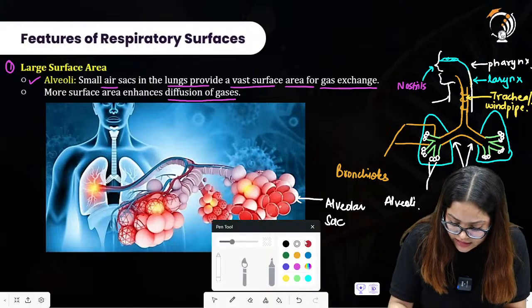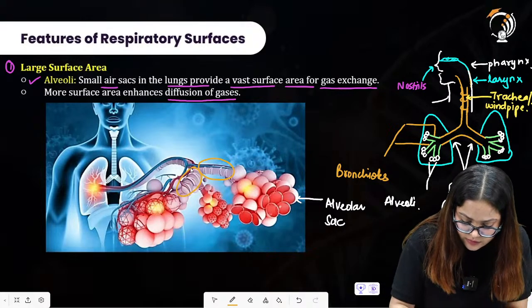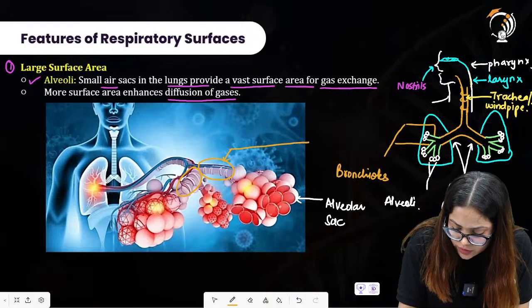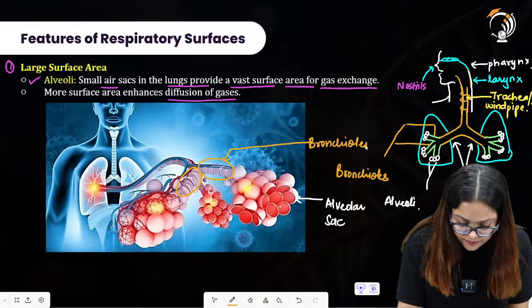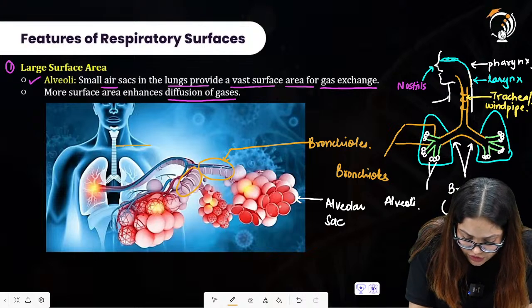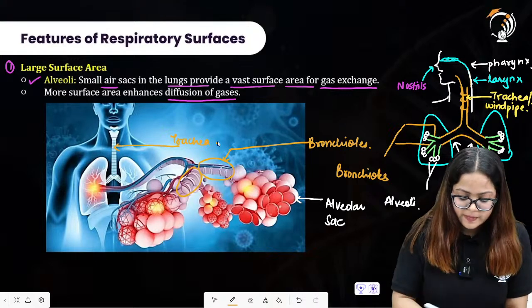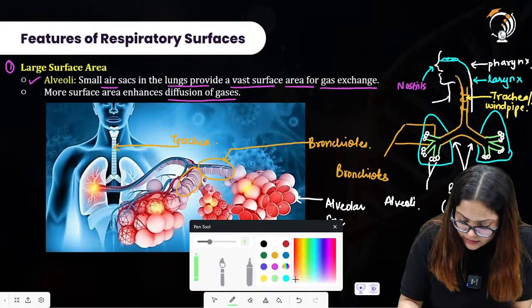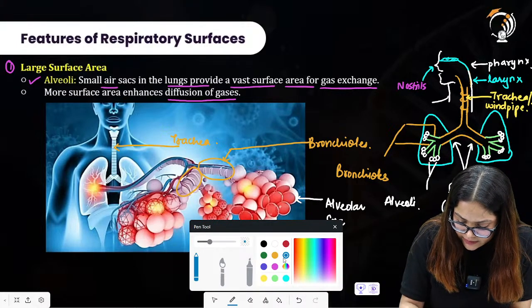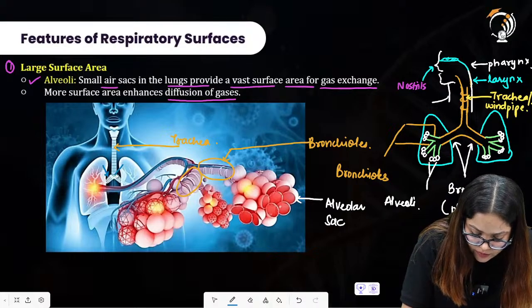What are these structures here? These are bronchioles. Understood? What is this structure here? This is the trachea. What is this structure here? This region here is representing the bronchi. Alright, this is bronchi.